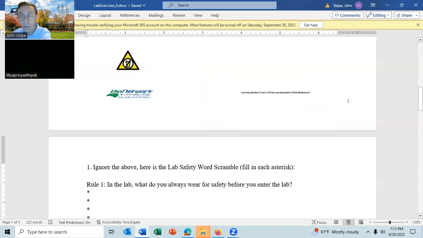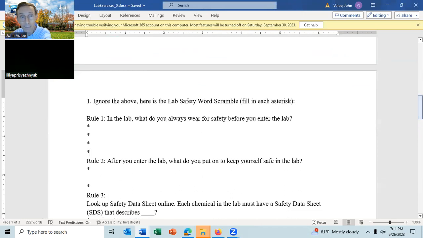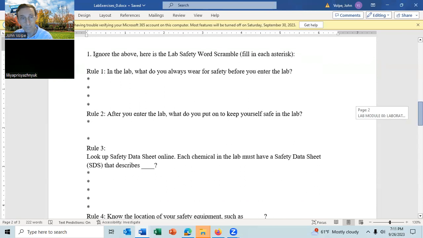So what do you put on before you enter the lab? And then rule 2, after you enter the lab, what do you put on to keep yourself safe in the lab? So this would be something you walk into the lab, go wash your hands, and then what do you put on to keep yourself safe while you're in the lab? These should be different than rule 1, by the way. Rule 2 and rule 1 should be different.